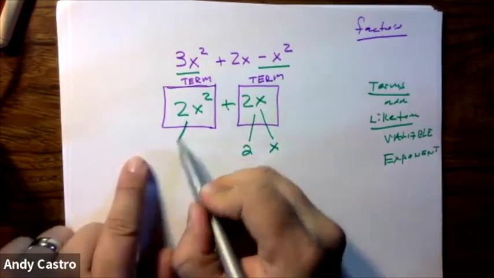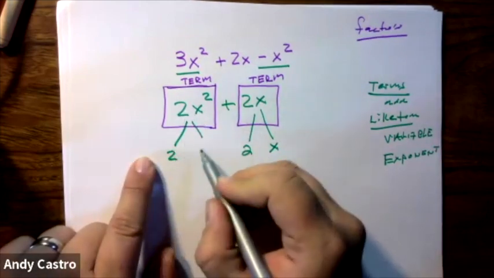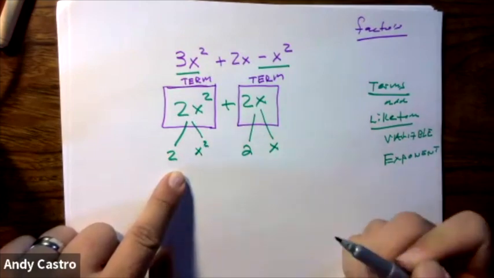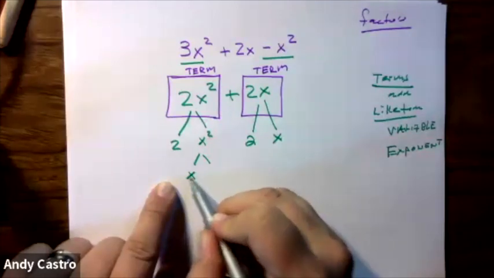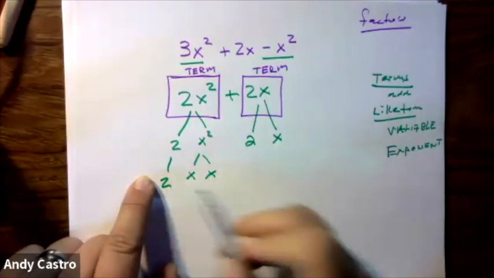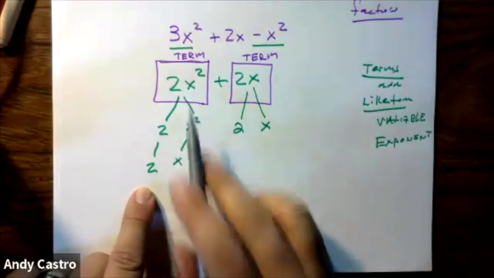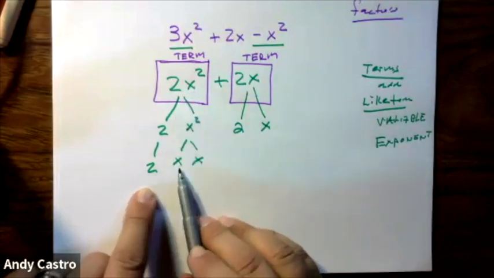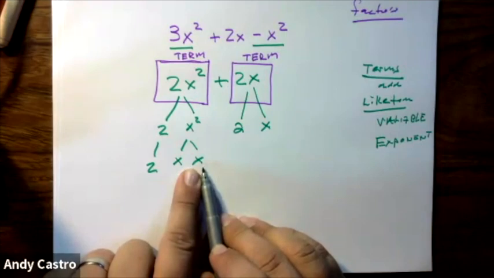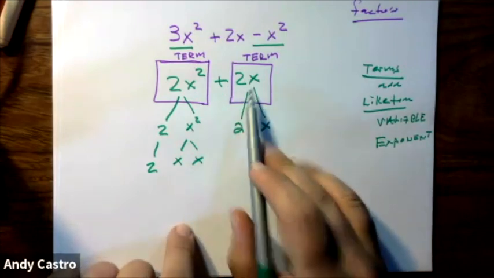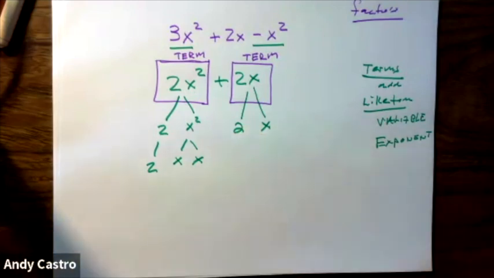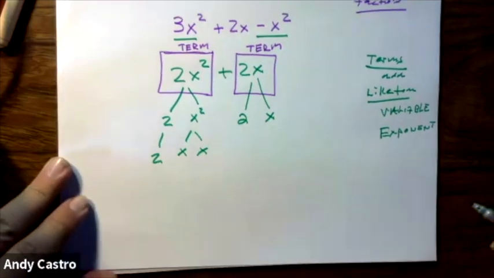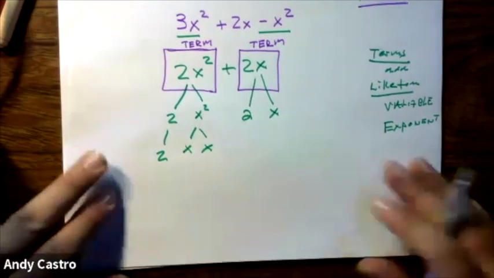Now let's look over here. We have 2 times x squared, and x squared is two things being multiplied, x and x. So my factors in my first term are 2 times x times x. My factors in my second term are 2 times x. Everybody see that?